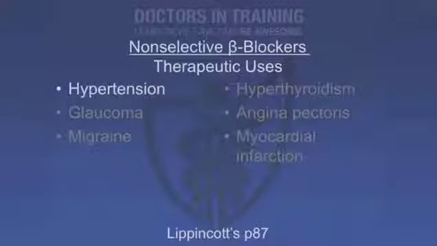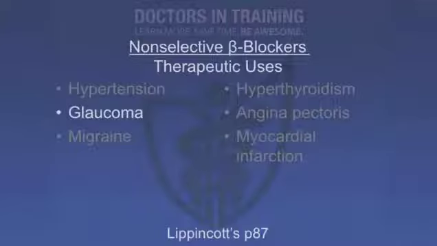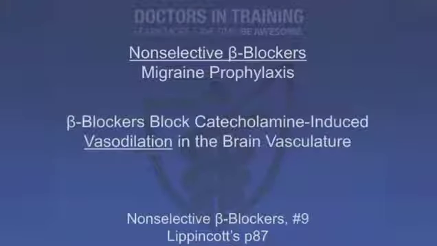So we know how these medicines affect the body systems. Let's talk about their therapeutic uses. So number one is hypertension. Due to decreased cardiac output and the inhibition of the renin release, you get lower blood pressures. You use it in glaucoma, and it's due to the decreased aqueous humor production. We haven't talked about this yet. It can be helpful for prophylaxis for migraine headaches. So this might be due to the blockade of the catecholamine-induced vasodilation in the brain that you see with migraines.